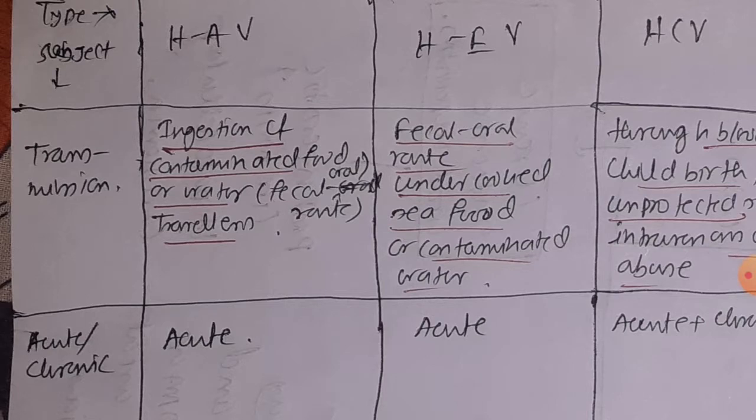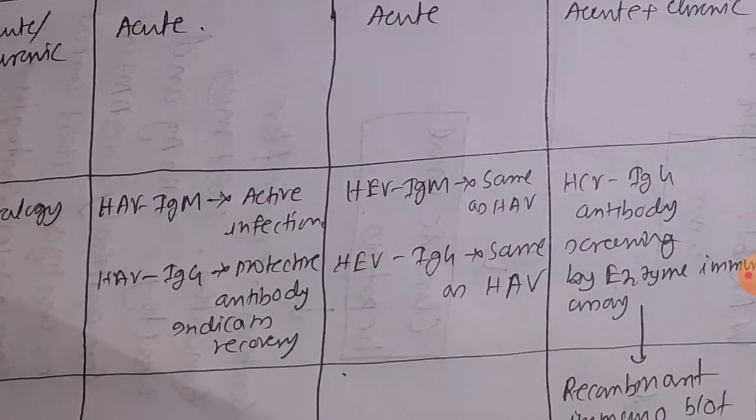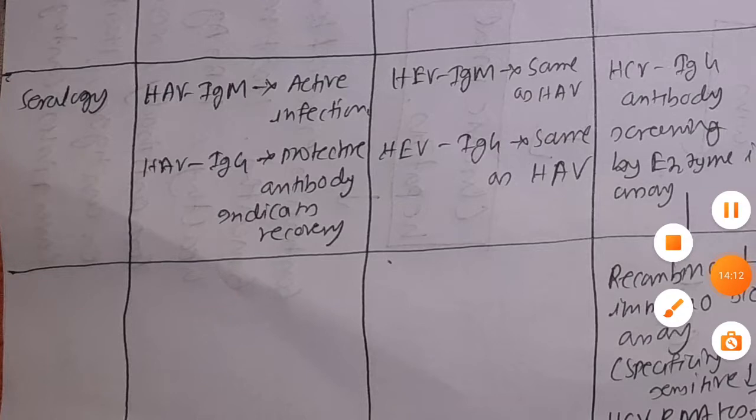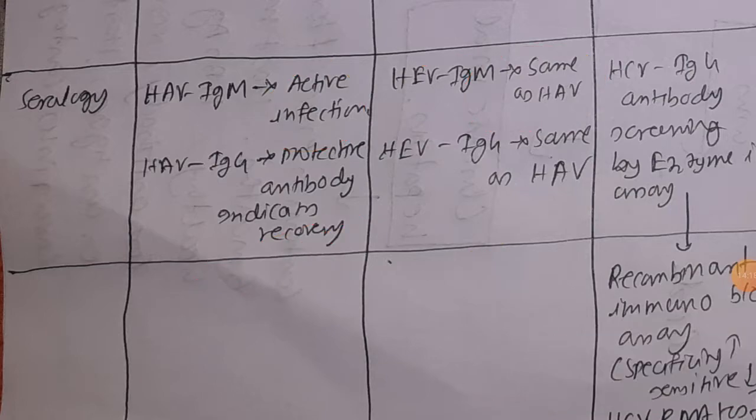That vaccination is possible in the case of HBV, but for HEV you cannot find any kind of vaccination. HEV is dangerous for pregnant women and it causes fulminant hepatitis. Transmission is by the fecal-oral route, with acute infection, no chronic. Here HAV IgM antibody will help you find active infection, here also the same, and protective antibody will indicate recovery, here also the same.